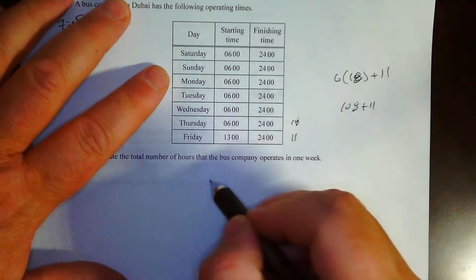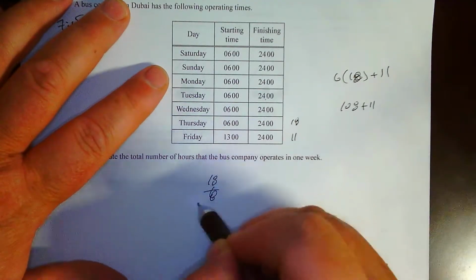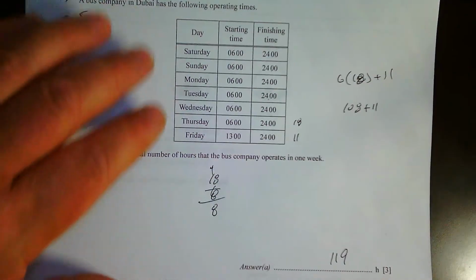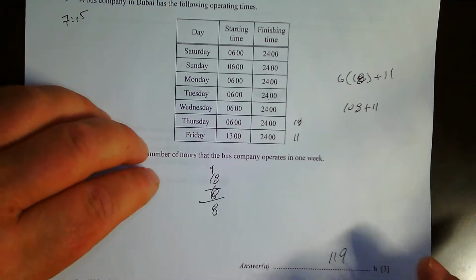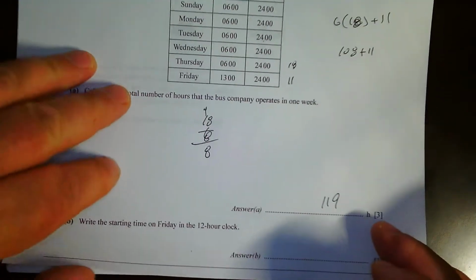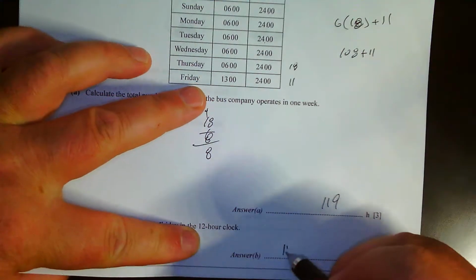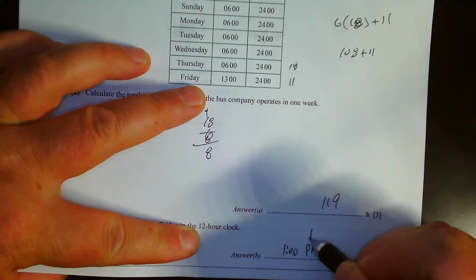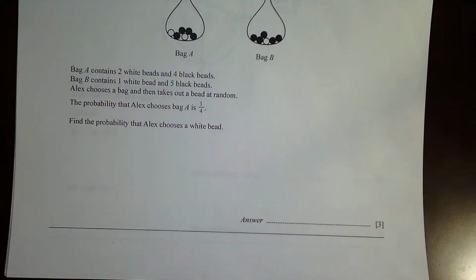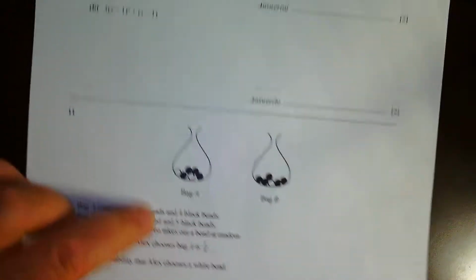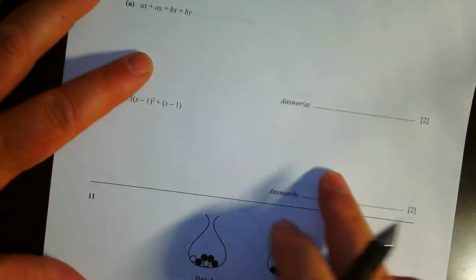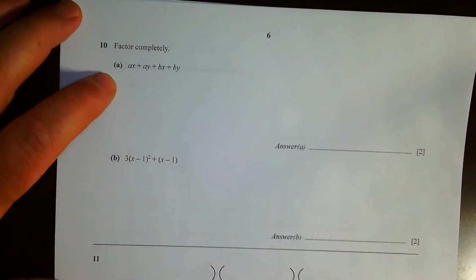Let me make sure. Let me see. 18 and 6. Oops, times 6. Yeah, 108. Okay. And then it says, write the starting time on Friday in a 12-hour clock. So that would be 12-hour clock needs the PM, you see? All right. Onward and upward. Ooh, we got some probability coming up. I think I remember this problem as being kind of tricky. All right, but number 10, first of all.